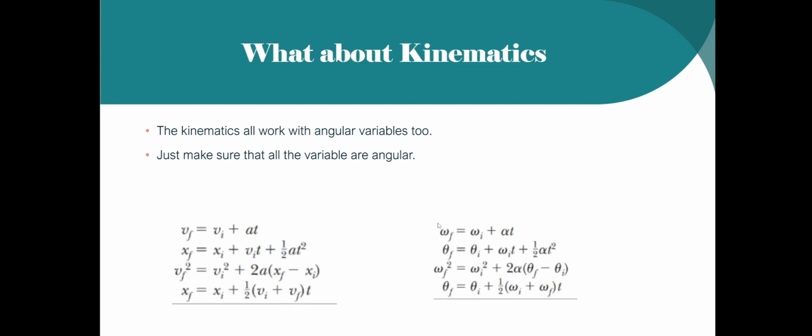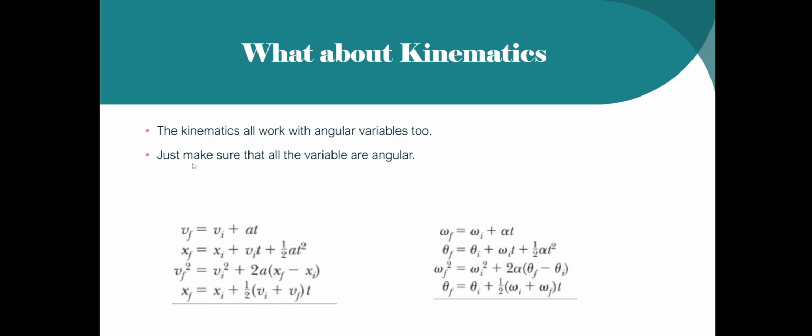So instead of v's, you're going to use w's. Instead of a, you're going to use an alpha. Of course, t remains the same. Time doesn't change whether you are moving in a circle or a straight line, so t for time remains the same. And you can see I've made the changes on all four of the kinematic equations that we're already used to seeing. You just change them into angular.